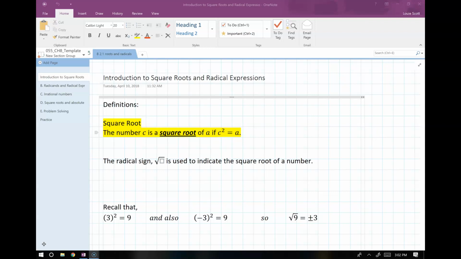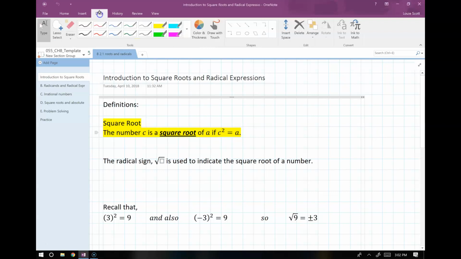So today we're going to start off with roots and radicals. We're going to figure out what kind of numbers can be simplified when they're radicals, and what it means to be a root or a radical in the first place. So the first thing we're going to go over is, what is a square root? A square root, we should say it in the definition: the number c is a square root of a if c squared equals a. All right, the radical sign, this little kind of elongated check mark, that's what we use to indicate the square root of a number.